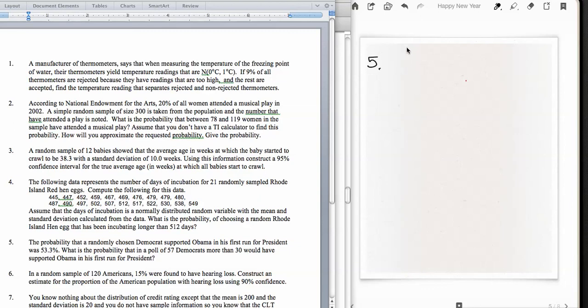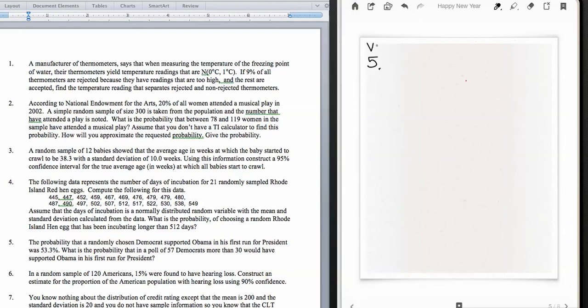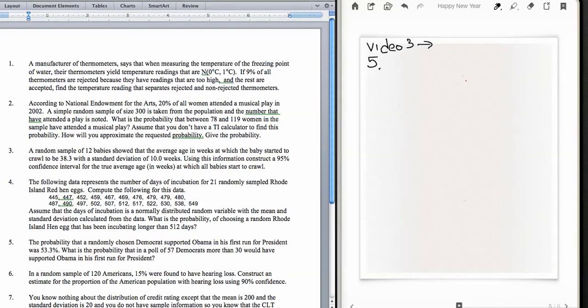All right, so picking up here in video number 3 of decision making for confidence intervals versus probabilities, we are going to start with number 5. So number 5, let's read the problem. The probability that a randomly chosen Democrat supported Obama in his first run for president was 53.3%. What is the probability that in a poll of 57 Democrats, more than 30 would have supported Obama in his first run? So first of all, we're being asked for a probability, right?